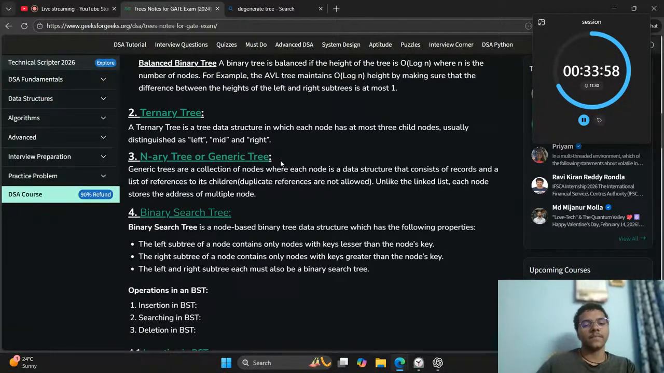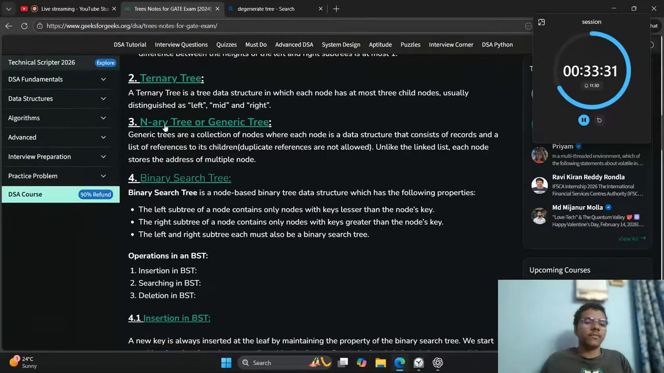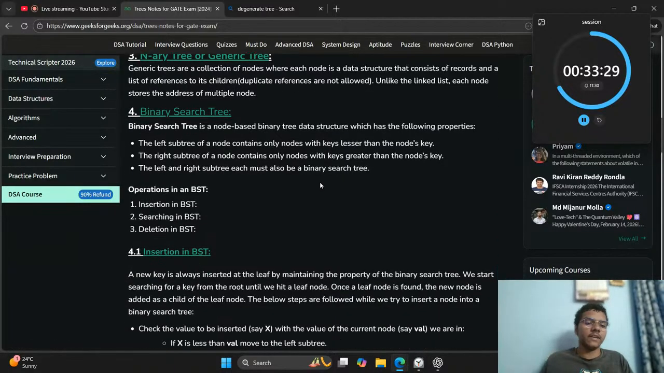Ternary tree is a tree data structure in which each node has at most three child nodes, usually distinguished as left, mid, and right. Kind of like ternary means three, ternary operator. An n-ary tree or generic tree: generic trees are a collection of nodes where each node is a data structure that consists of a record and a list of references to its children. Duplicate references are not allowed. Unlike the linked list, each node stores the address of multiple nodes. An n-ary tree like 4-ary, 5-ary, something like that.